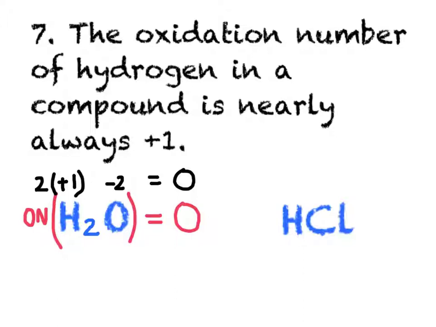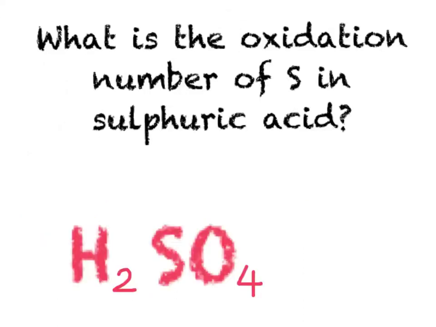So that could be for something that has 2 or more atoms in a compound, and you use the rules 1 to 7 that you've just learned in order to figure out the oxidation number of the unknown atom. Okay, let's try an example. This one asks what the oxidation number of sulfur is in sulfuric acid. Now remember, sulfuric acid has this formula, H2SO4.